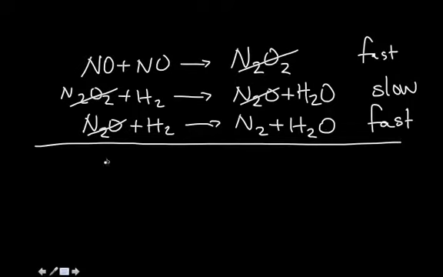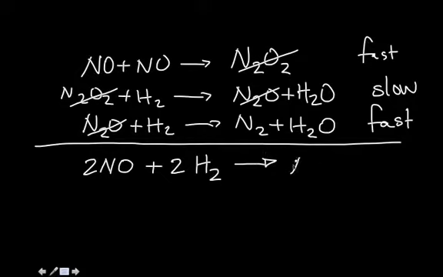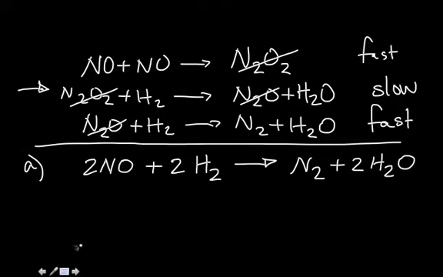All right, now I have 2 NOs plus 2 H2s. And what I get in the end is N2 and 2 H2Os. Well, let's check to see if this is indeed a balanced equation. 2 nitrogens and 2 nitrogens, 2 oxygens and 2 oxygens, 4 hydrogens and 4 hydrogens. Sure enough, that works out. Now this one right here was our rate determining step because it's our slow reaction. So we've answered part A by balancing the equation for the overall reaction.